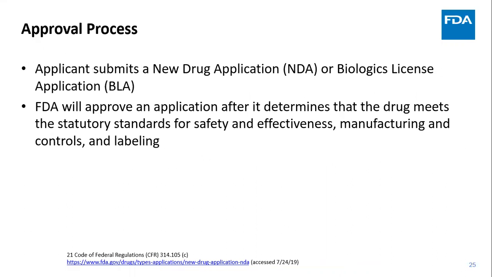After the investigational phase, the data are reviewed, and a sponsor, such as a pharmaceutical company, decides whether to request approval of the drug for a specific indication. Before the drug is marketed, it must be reviewed and approved by FDA through a new drug application, or NDA, or a biologics license application, or BLA.